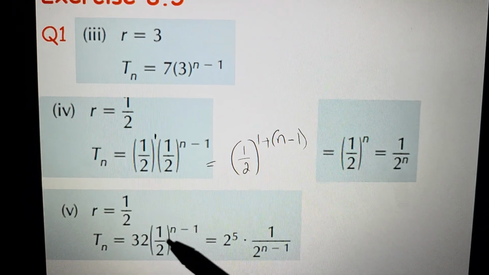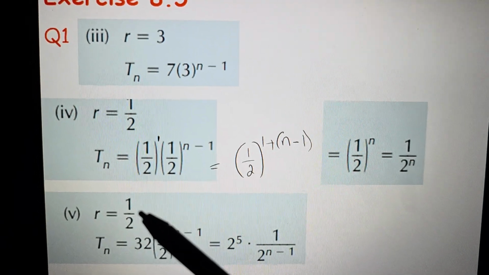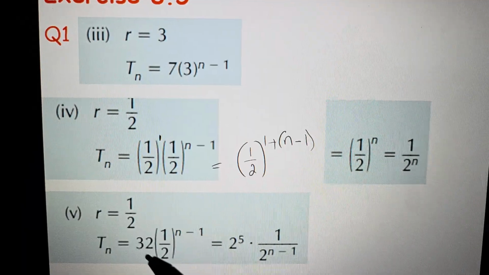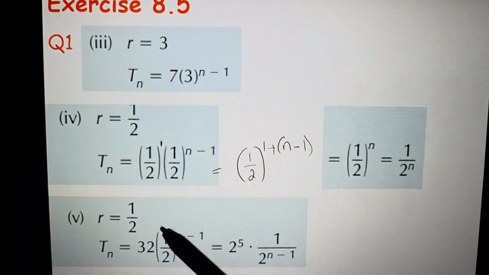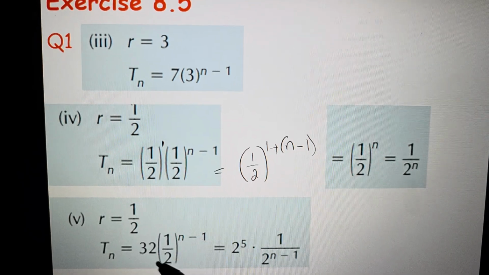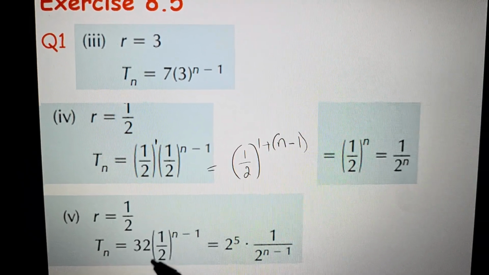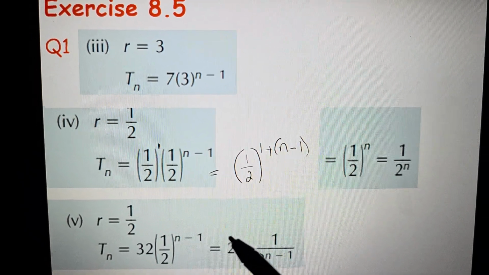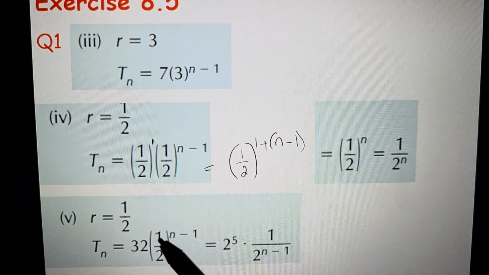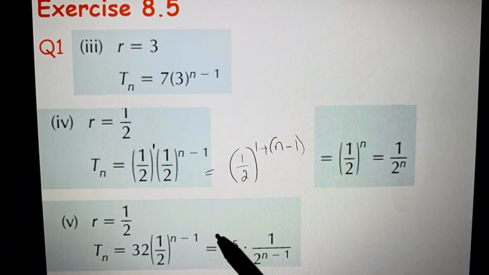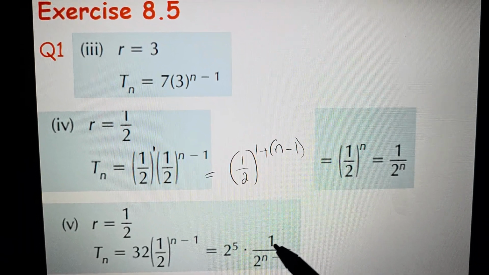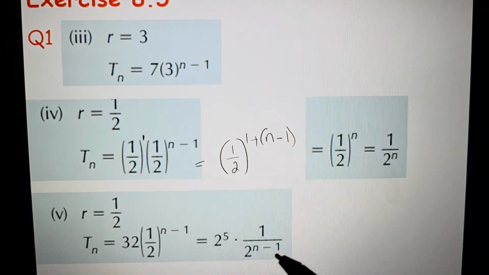Part 5. Common ratio was a half, so again, one term divided by its previous term will give you r. A was 32. So T of n equals a(r)^(n-1). This can be simplified because of rules of indices. You could write 32 as a power of 2. 2 to the power of 5 is 32. Okay, everything in this little bracket is being put to the power of n minus 1. So that means 1 is being put to the power of n minus 1, which remains as 1. And then 2 is being put to the power of n minus 1.